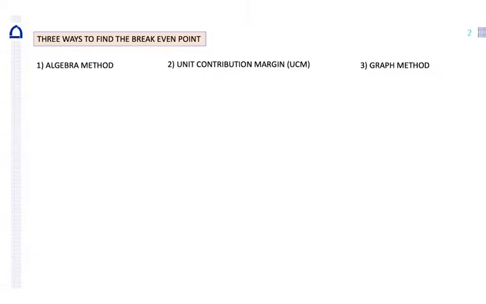Okay, when we're talking about a business, there are three different ways we can use to find the break-even point. The first is the algebraic method, the second is the unit contribution margin method, and the third is just the graph method, which I'll start with and go over very quickly.